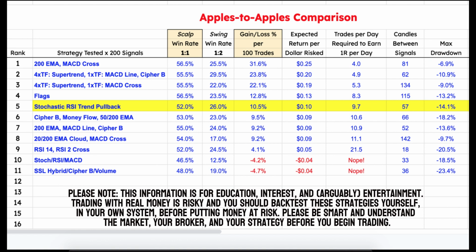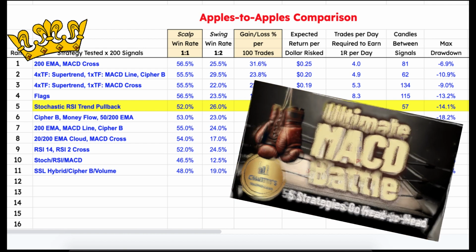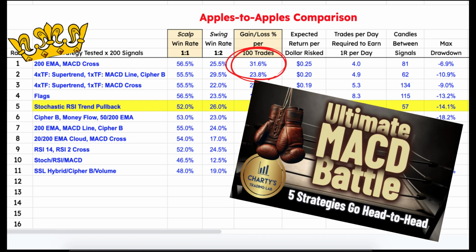In any event, it's an okay strategy according to our testing, but we've done much better here on this channel already. Our highest ranking strategy, the 200 EMA MACD cross, which was the winner of our 5-strategy MACD battle, remains unbeaten with a nearly 32% gain over 100 trades. I'll leave a link to that video on the end screen in just a second.